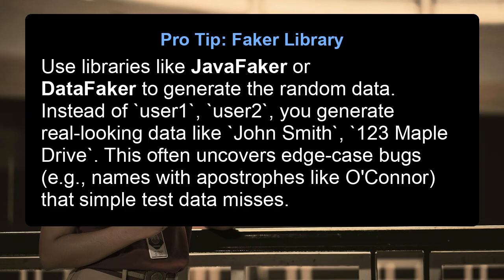Pro tip: Faker library. Use libraries like Java Faker or Data Faker to generate the random data. Instead of user1, user2, you generate real-looking data like John Smith, 123 Maple Drive. This often uncovers edge case bugs, for example, names with apostrophes like O'Connor, that simple test data misses.